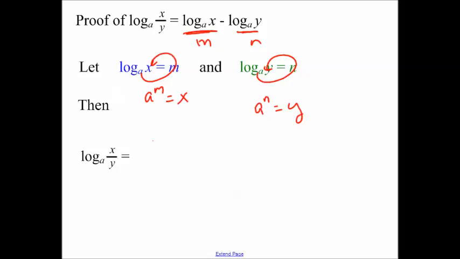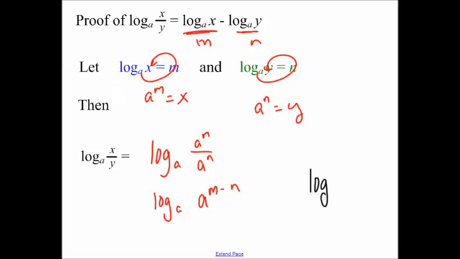And now when I do division, instead of writing x and y, I'm going to write a to the m divided by a to the n. I'm going to use my exponent rules that we learned. If I'm dividing with the same base, that means I just go ahead and subtract my exponents. And then again, from our property we learned a while ago, log base a of a to the n is just going to be n. So we know that's just going to be equal to m minus n.